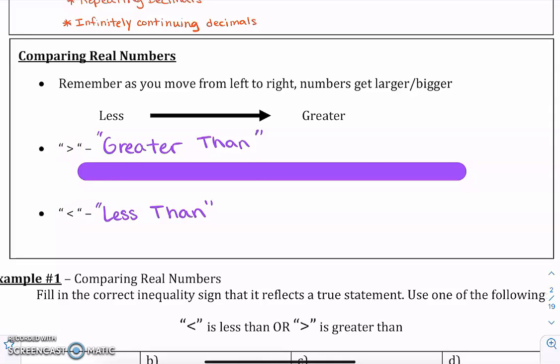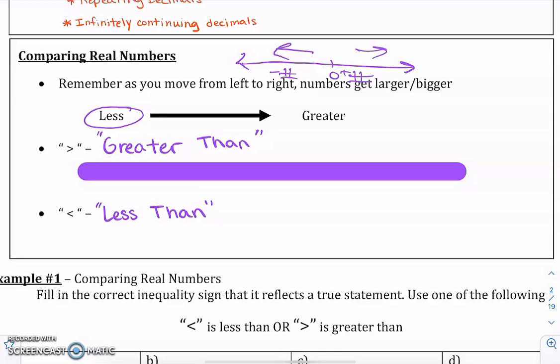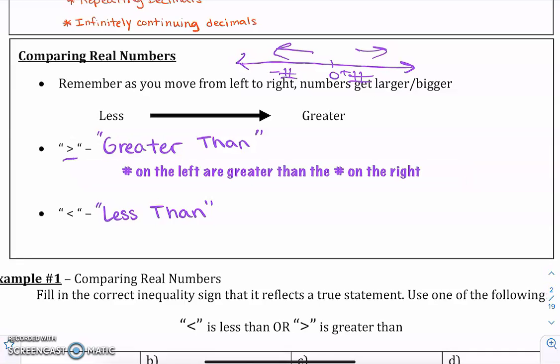So if you're thinking about a number line, got your number line, zero's in the middle. The farther left you guys go into those negative numbers, the less your value is. And then the farther right you go, those are your positive numbers. Those are going to be greater. So we've got two signs, greater than or less than. When you've got the sign in between two numbers, if you're using the greater than sign, that means that the number on the left is greater than the number on the right.